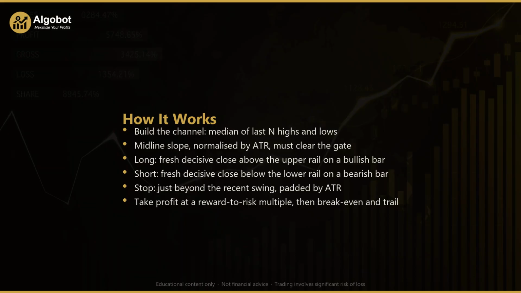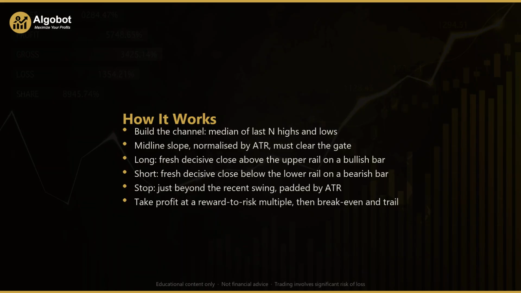Because the setup requires the previous bar to be inside and the current bar outside, only the first breakout bar of each move can trade. Price sitting beyond the rail never refires. It has to dip back inside and cross again to rearm, which prevents piling into a runaway move.